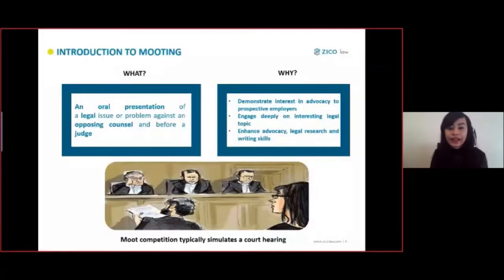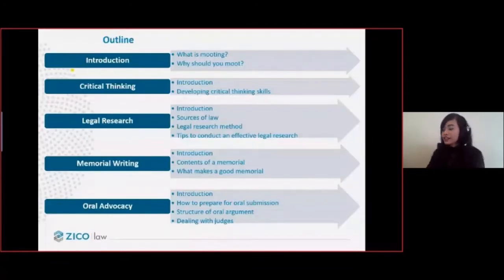Okay, so this is the outline of my presentation. Firstly, I'll be talking about the definition of mooting and why you should moot. Next, I will focus on the critical thinking skills, and then I will talk about the tips that you can use in your legal research. And thirdly, I will talk about how to write your memorial. And lastly, I will give you some tips on oral advocacy that I've collected throughout my mooting career. Can we go on to the next slide?